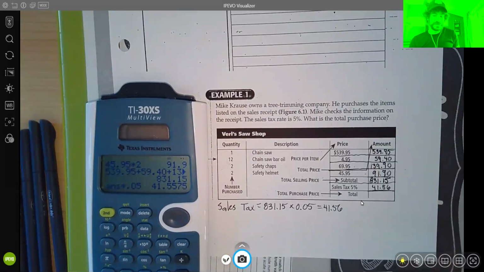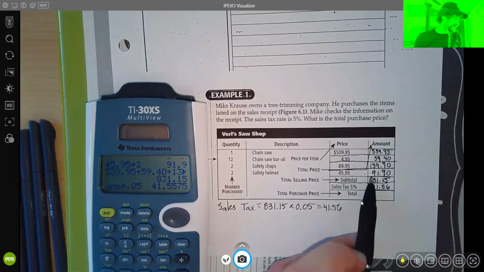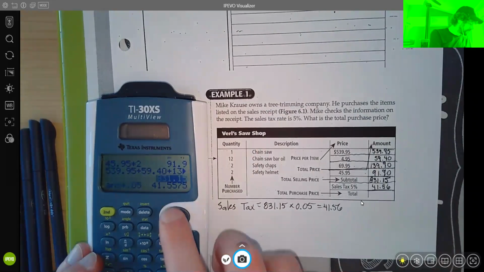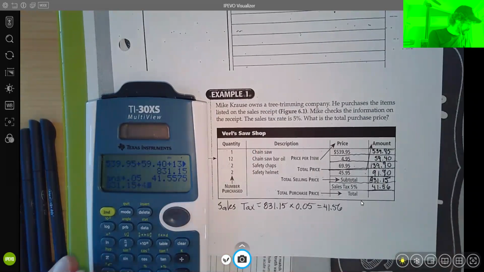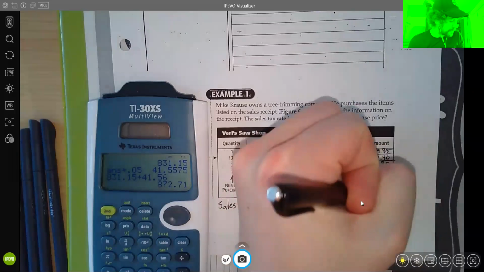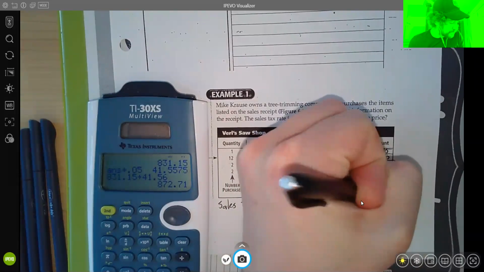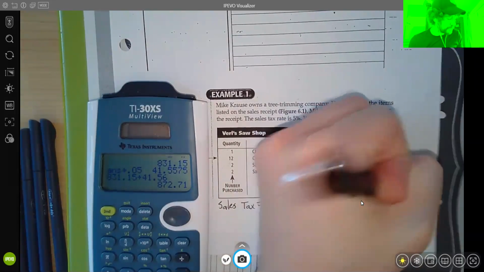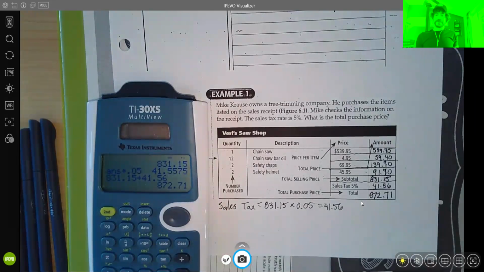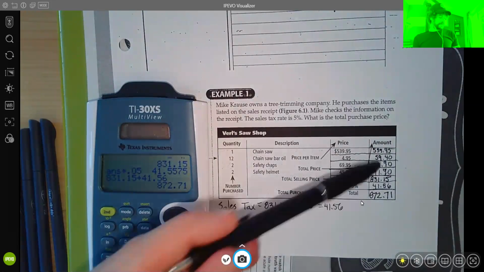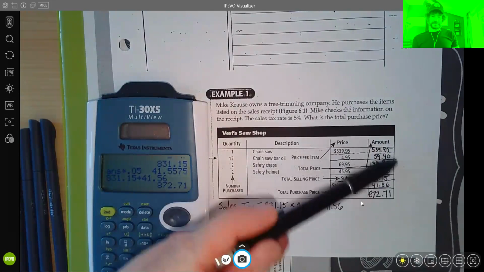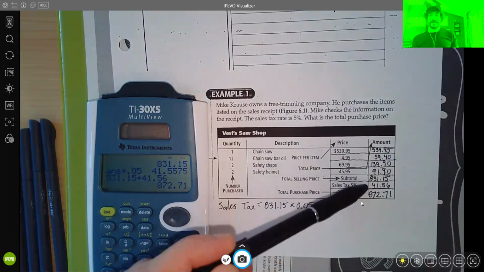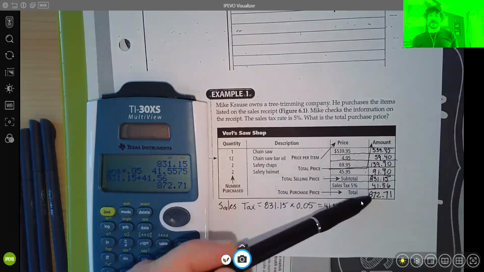And so the total purchase price is just the sum of these two right here. $872.71. And that's our answer. So it's pretty much exactly what we did yesterday. Calculate the sales tax, and just add the sales tax to the selling price to get the total purchase price.